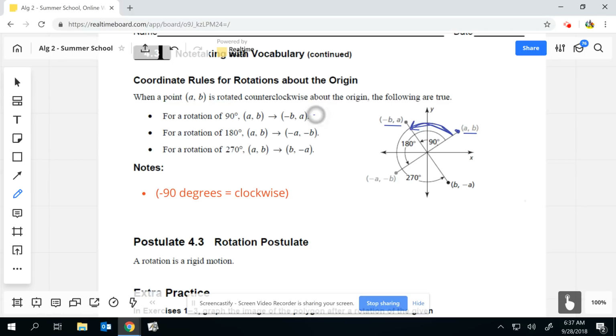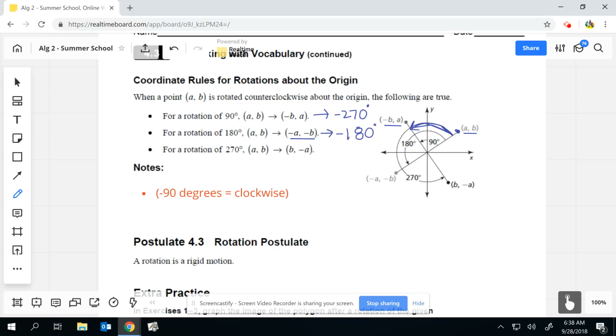We could also call this a negative 270 degree rotation, because some rotations are going to be negative, and negative is going to go the opposite direction on your graph. It's going to go down instead of up. So it'll go the opposite direction on your graph. So if they say negative 270, it's going to be the same rule as 90. And 180 is going to be the same rule as negative 180 degrees. So you could see 180 or negative 180, they're going to be the same. And that's the easier one of them. You're just changing both signs. That's all you're doing for 180.